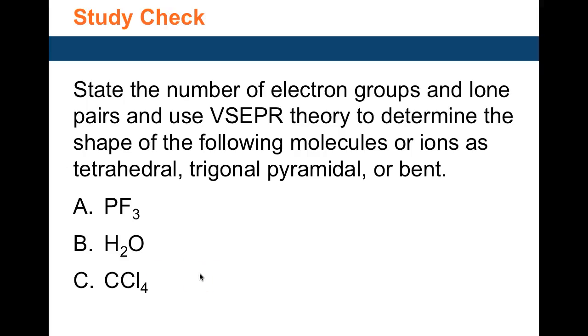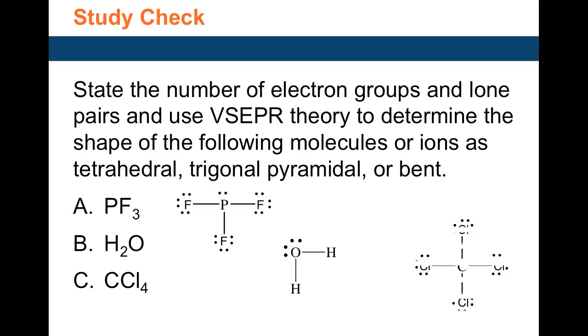All right, so you're going to apply VSEPR to PF3, H2O, and CCl4, all right? PF3 is going to be just like ammonia, like NH3. It's going to be pyramidal. H2O, we already did, it's bent. CCl4 is going to be like CH4, tetrahedral. Okay, so determine the Lewis structure, and once you do that, then it's easy to apply the VSEPR theory.